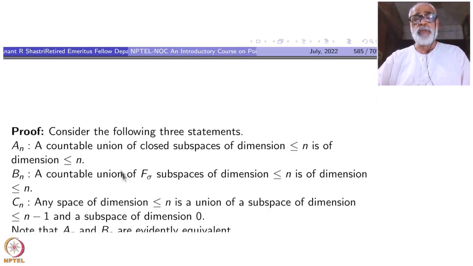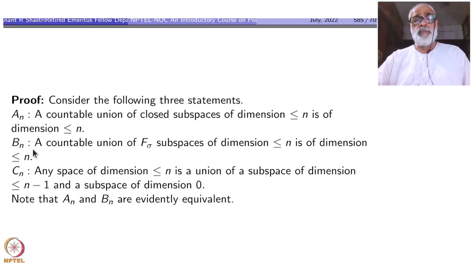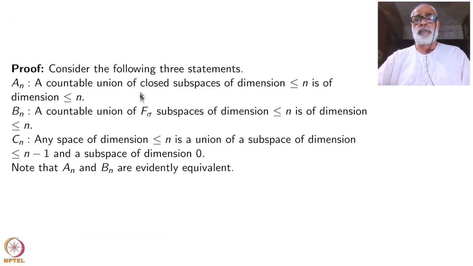So, consider the following three statements, A_n, B_n, and C_n. First, A_n says a countable union of closed subspaces of dimension less than or equal to n is of dimension less than or equal to n. This is the statement of the theorem that is stated now, which we want to prove. But we will take some subsidiary statements here. B_n says a countable union of F sigma subspaces of dimension less than or equal to n is of dimension less than or equal to n. From closed subspaces, we have improved the statement slightly, to F sigma subsets. F sigmas are countable unions of closed sets.